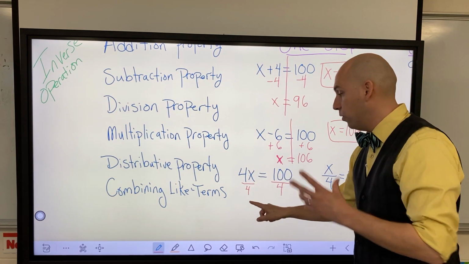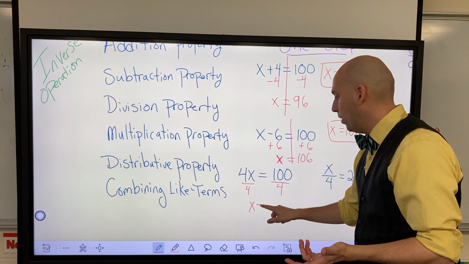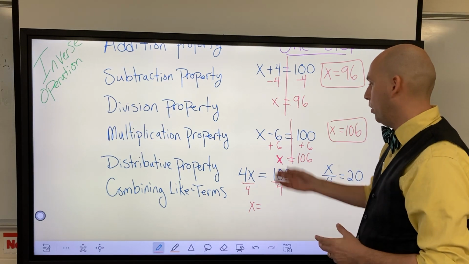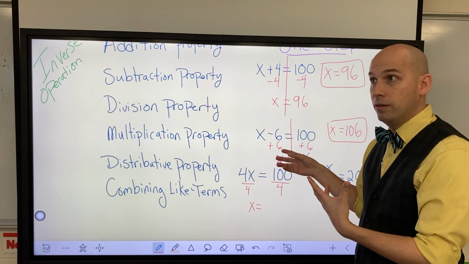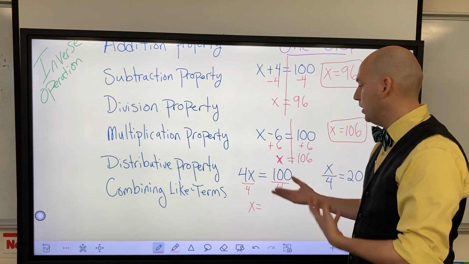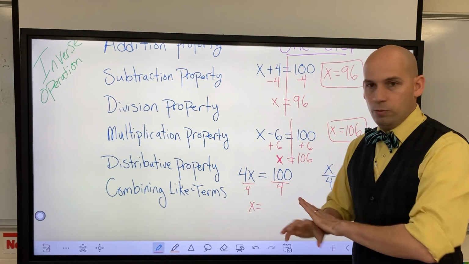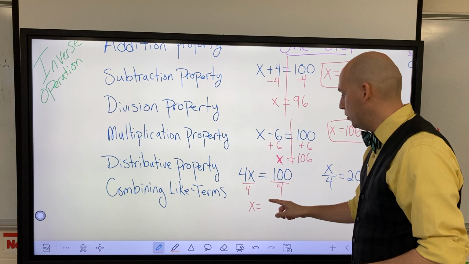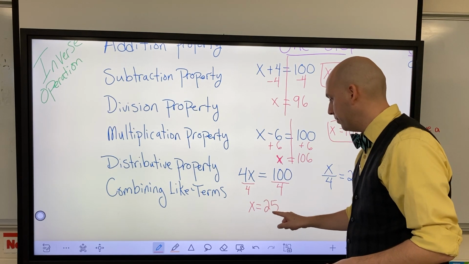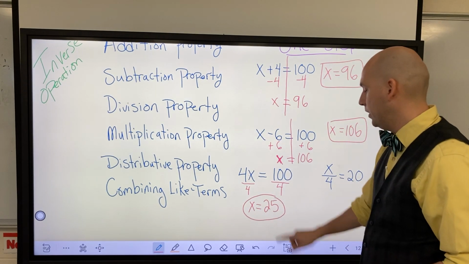4 divided by 4 is just 1. And just like before, I don't write that 1 in front of the term or in front of the variable. It's understood that it's there. If it were not 1, if it were 0, then it wouldn't exist anymore. 100 divided by 4, that's 25. Okay, so this is my solution here.